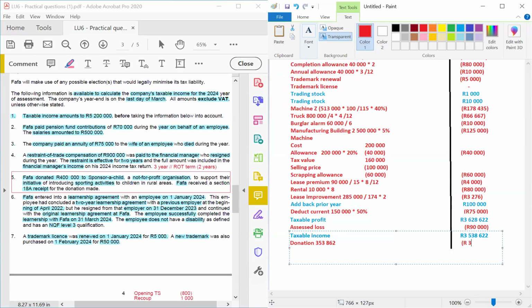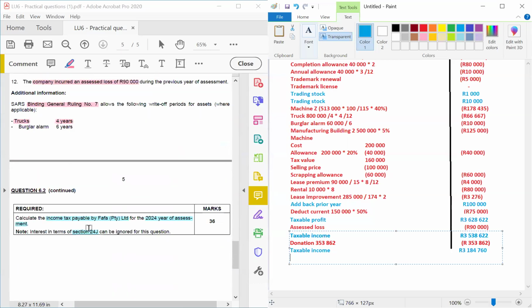This is why we would now deduct this 353,862. That's why I love ending with the donation, because if you utilize it somewhere above, you are going to have a big problem, right? So now my taxable income, net of the donation, would be 3,184,760.